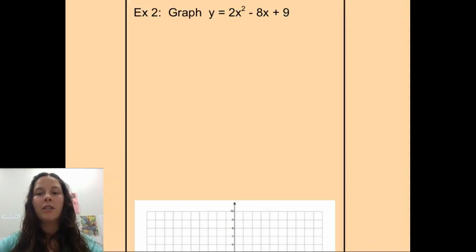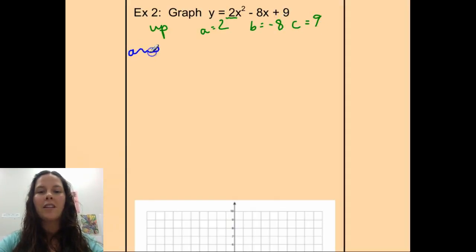Example 2, first thing we're going to do is identify if our graph opens up or down. The coefficient of x squared is positive, so this graph will open up. Identifying our a, b, and c values. A is the coefficient of x squared, b is the coefficient of x, and c is our constant. We can then use those values to find our axis of symmetry. X equals the opposite of b, so our 8 will become positive, over 2 times a. 8 divided by 4 gives us 2.